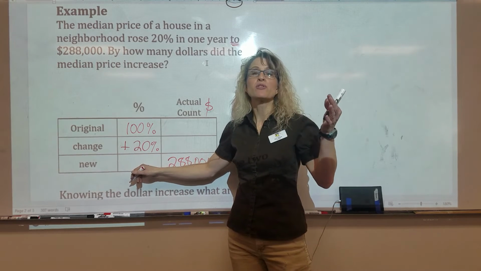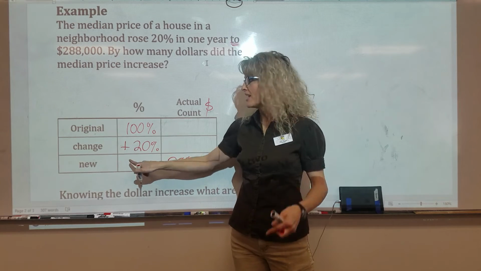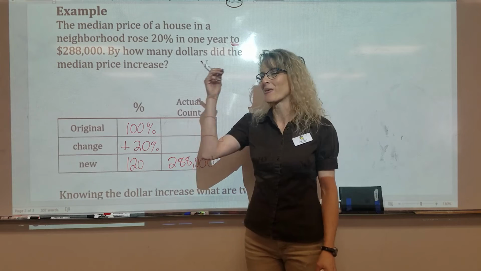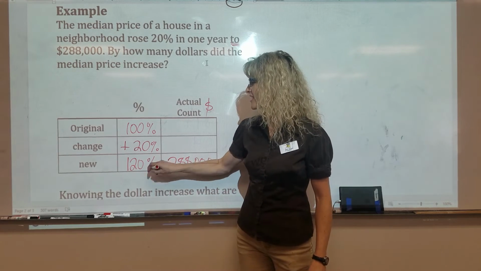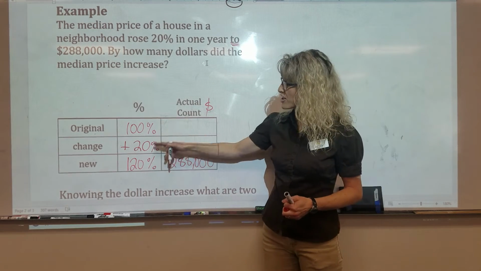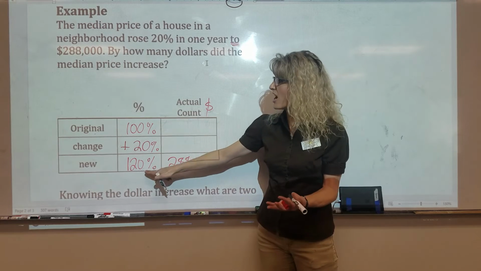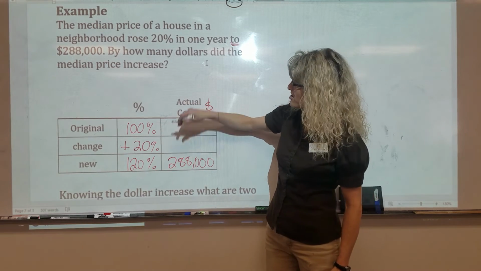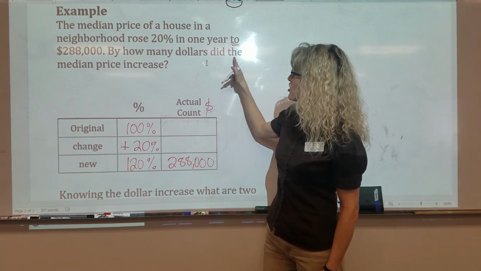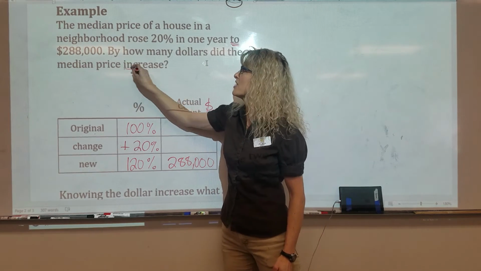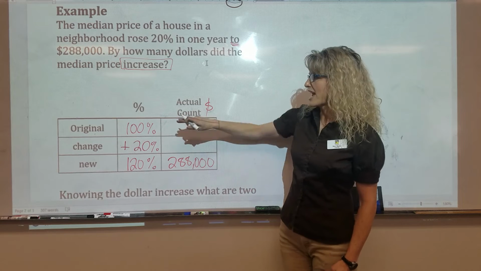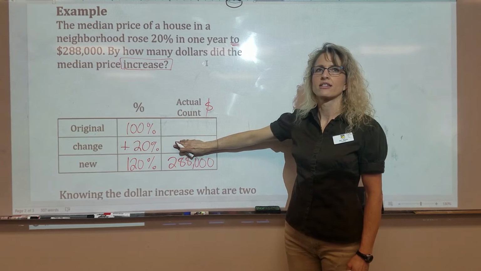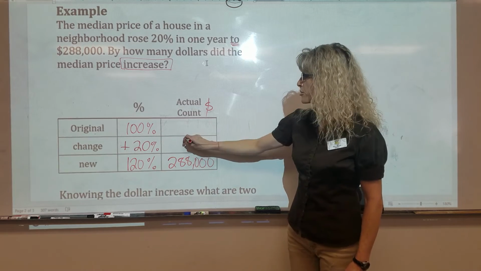In our past tables, we always subtract, but in this one, it's a plus. So we're going to add it. So it's going to be 120%. At 120% because it increased. So it started at 100. The value went up. 120% was the final percent. What's the question asking? By how many dollars did the median price increase? Is it asking for the original price or the increase in price? The increase. All right, so we're going to put our X right here.